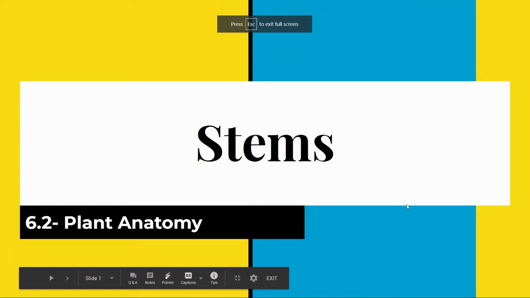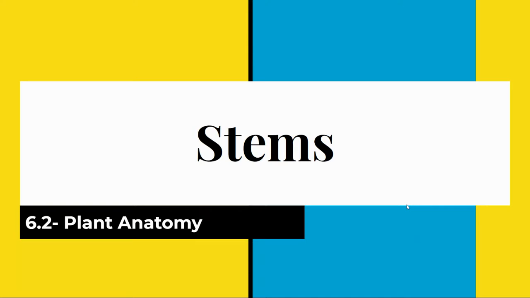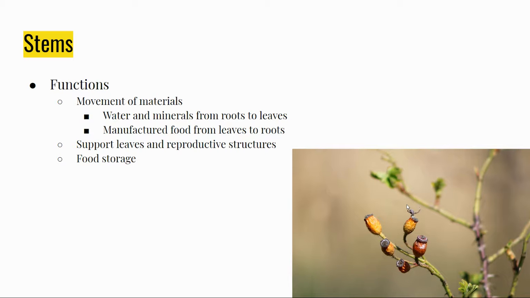All right, so we'll continue on with Unit 6, which will deal with stems of the plant anatomy unit. So the function of stems, number one, is movement of materials: water and minerals from the roots to the leaves, and manufactured food from the leaves down to the roots. Another function is that it's going to support the leaves and reproductive structures like flowers, and it's also a site of food storage.